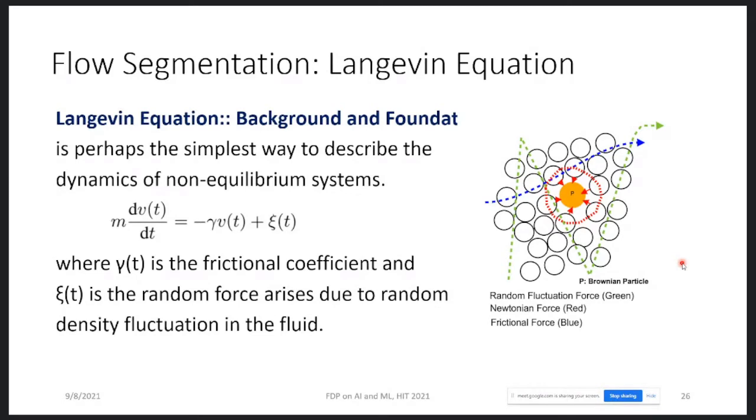If you go to the background, we found that it is perhaps the simplest way to describe the dynamics of a non-equilibrium system. And if you look at the right side of the image, let's assume that this is a Brownian particle, or this is a human being in a dense crowd. What are the different types of forces being applied on that particular particle? There are mainly three types of forces. One is the random fluctuation force. Then the Newtonian force, which is because of the particles around it. And then the friction force, because the object is moving. This random force is basically noise. The random fluctuation force you can consider as system noise. Whereas the Newtonian force is basically a frictional force.